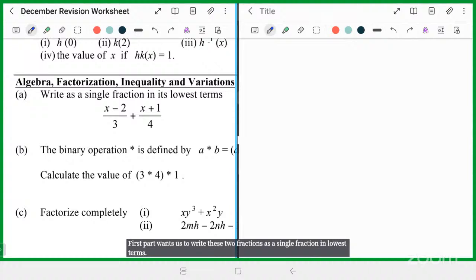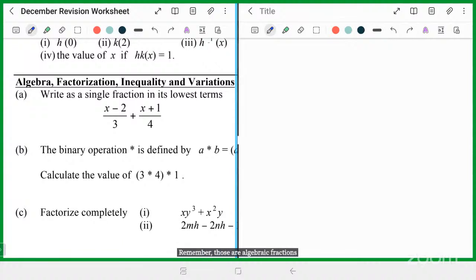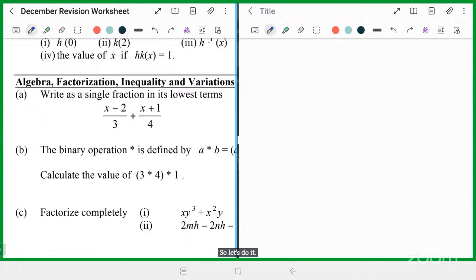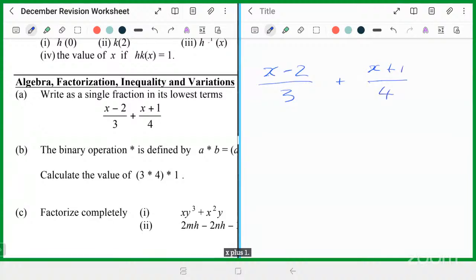Remember, those are algebraic fractions. But whether you're adding algebraic fractions or numeric fractions, you want them to be related, meaning you want the denominators to be the same. When the denominators are the same, you can just add the numerators and put them over the common denominator, all right? So let's do it. So I have x minus 2 over 3 plus x plus 1 over 4.